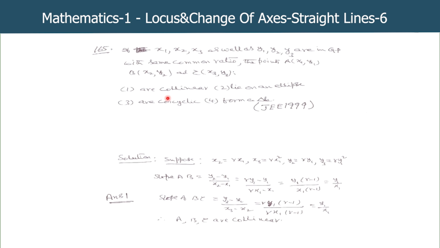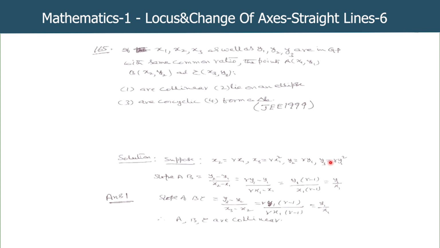If x1, x2, x3 as well as y1, y2, y3 are in GP with the same common ratio, then the points A (x1, y1), B (x2, y2), C (x3, y3): 1, are collinear; 2, lie on an ellipse; 3, are concyclic; and 4, form a triangle. So, JEE 1999. Now, you can suppose that x2 is equal to rx1 and x3 is equal to rx1 square, and y2 is equal to ry1 and y3 is equal to ry1 square, because the common ratio is the same.